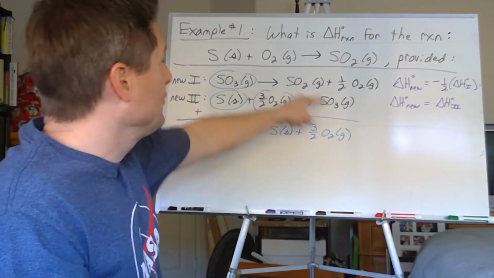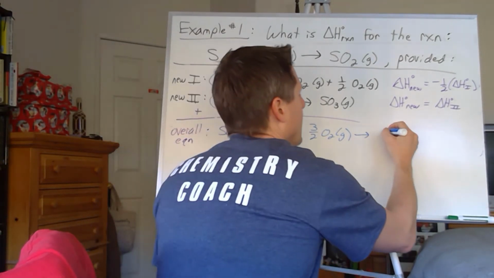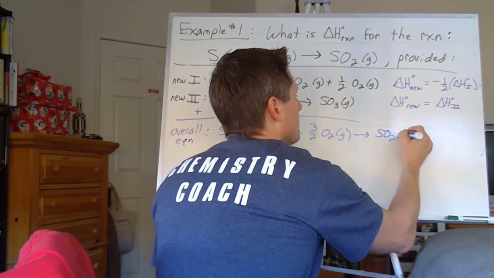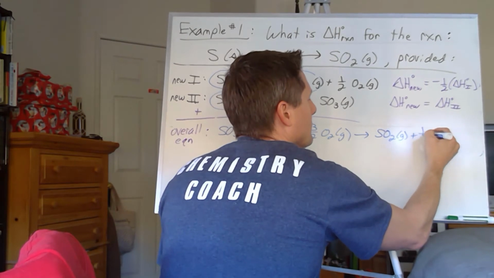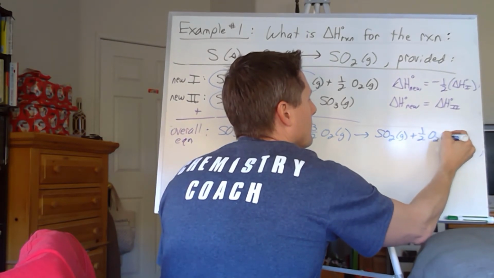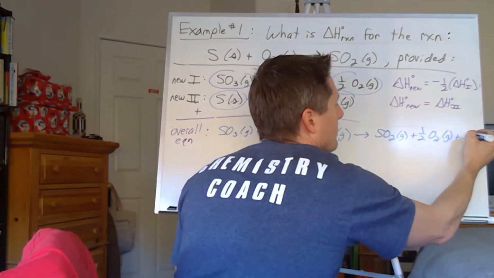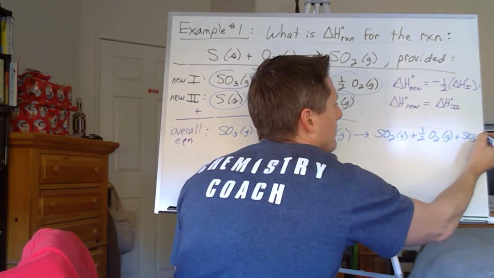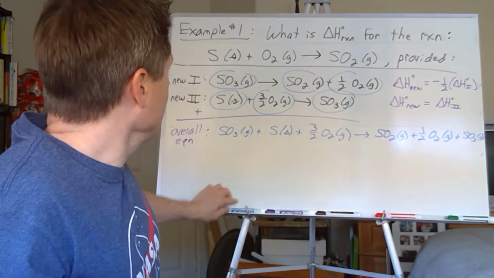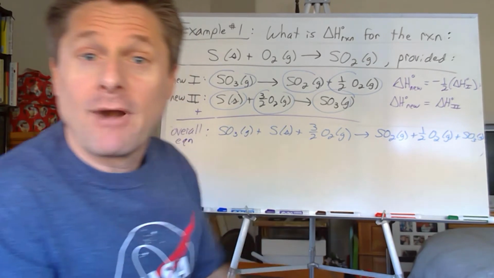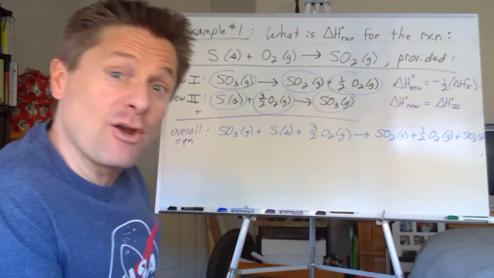Okay. Now let's do everything on the right-hand side. We got SO2 gas, 1/2 oxygen, and a sulfur trioxide. Squish. Right, so I just take everything on the left, everything on the right. That's an overall equation.